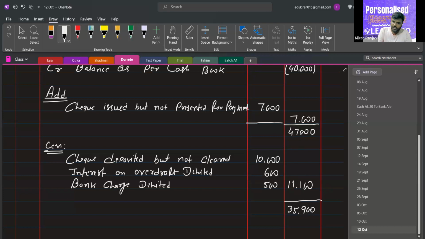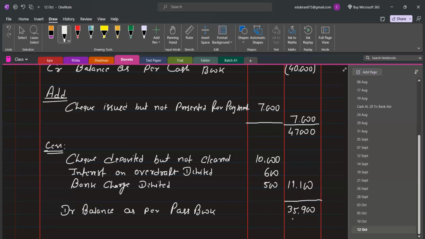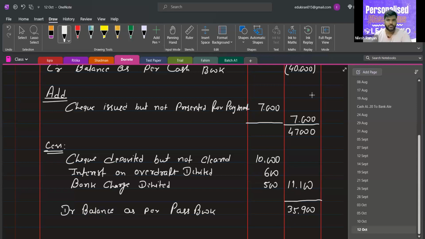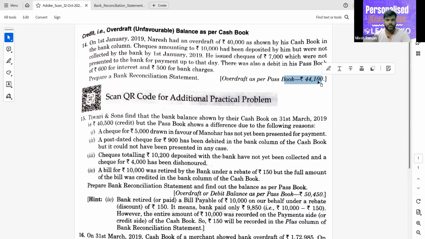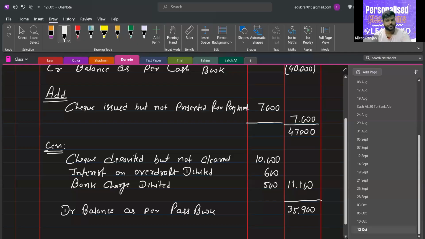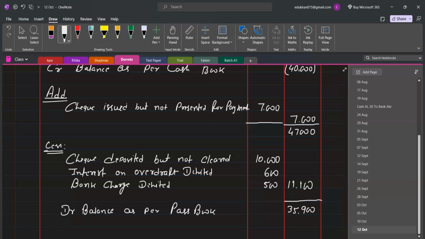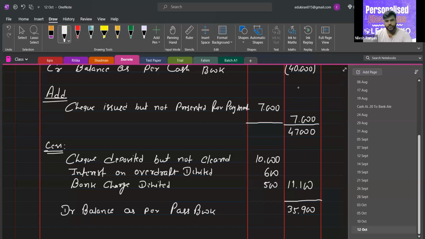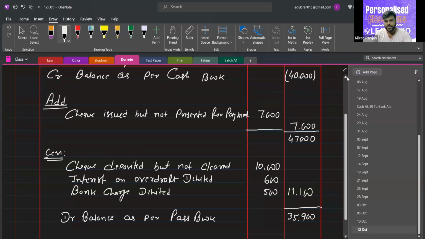35,900, but it is not correct because it is credit balance as per cash book. So we will get debit balance as per passbook. And our answer is 35,900. But you can see here, the answer is 44,100. So it is not correct. Okay. Now the problem is here. You didn't consider the negative balance.